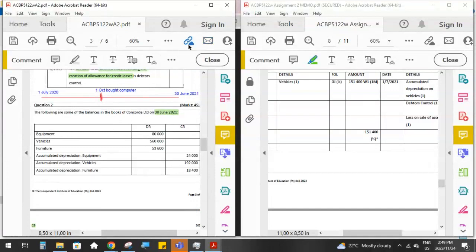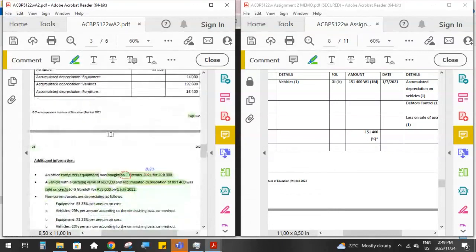So that means that I owned the computer from the 1st of October through to the rest of the year. So when I come to working out the depreciation for that new computer, I will only work out depreciation from the 1st of October to the 30th of June, because I can only depreciate it for that period during which I owned the asset. So this is what you're going to use a timeline for and how you're going to quickly scribble on it.